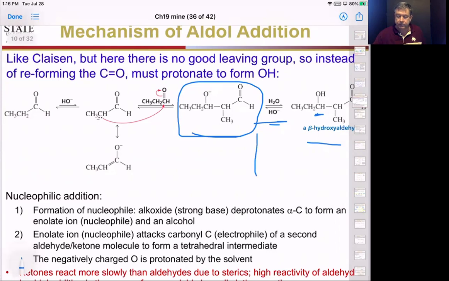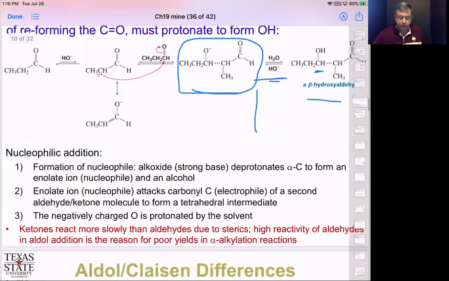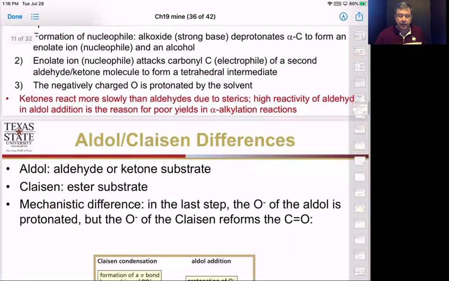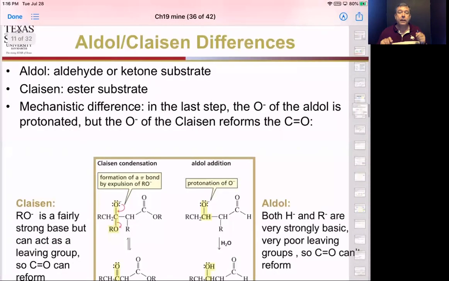Okay. Now, let's go through the differences between the aldol and the Claisen. The aldol always uses an aldehyde or ketone as a substrate. The Claisen always uses an ester as a substrate. In both cases, you must have alpha hydrogens. So that is important right here.